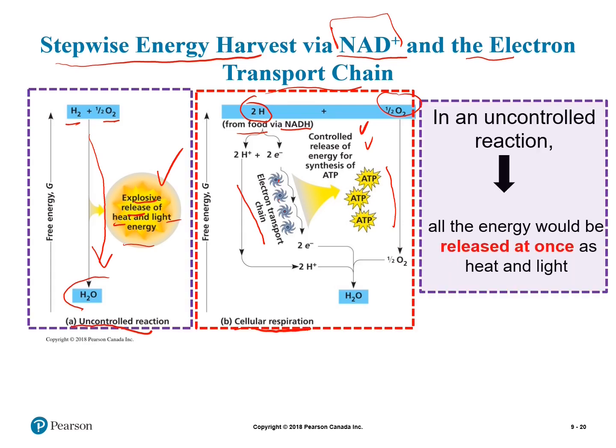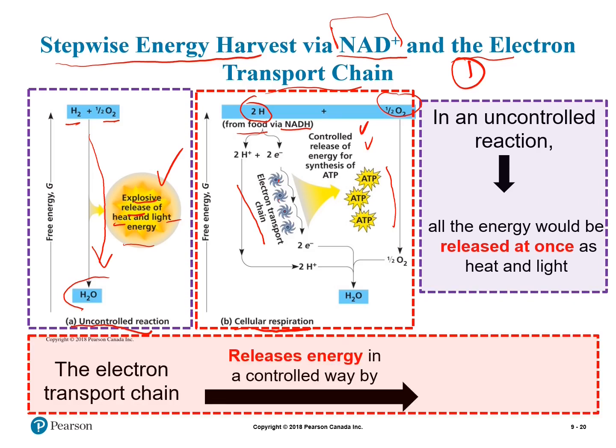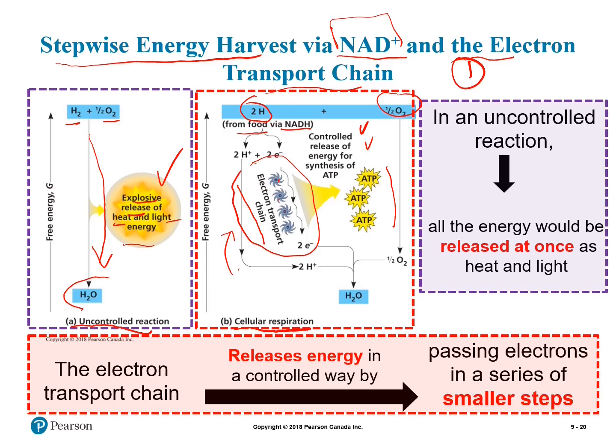I told you that in an uncontrolled reaction, all the energy will be released at once, and it will be released mainly in terms of heat and light. And the electron transport chain, these enzymes and proteins that are drawn in a schematic here, allow releasing energy in a controlled way by passing electrons in a series of small steps. And this is the second thing that I wanted you to remember, this electron transport chain that we will study again in photosynthesis as well as cellular respiration.